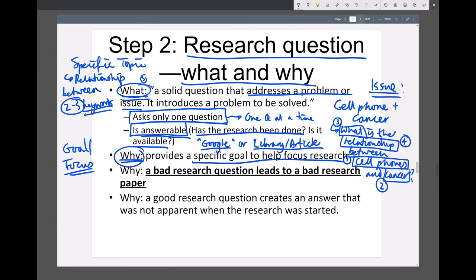So, for example, what is the relationship between cell phones and cancer? That is already pretty specific because you're talking about cell phones and cancer and the relationship between them. But if you shift the question a little bit and focus on a type of relationship, let's say a causal relationship, what should I do as a question?